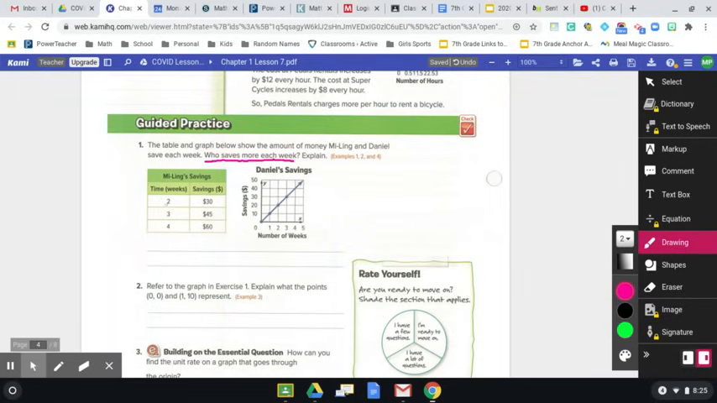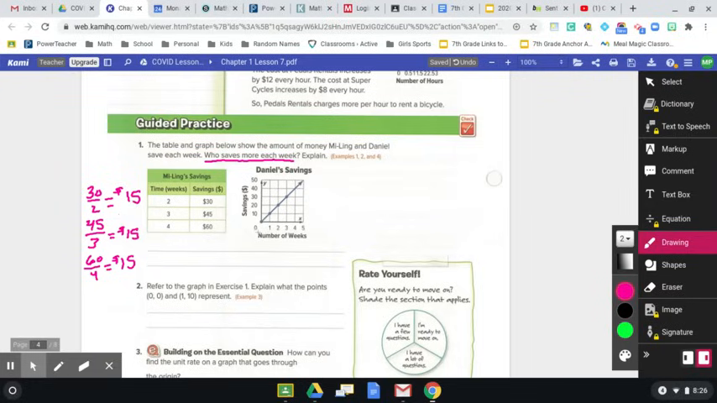So if I look at My Ling's savings here in the table, if I were to find per 1, which means if I did 30 divided by 2, if I did 45 divided by 3, and 60 divided by 4, every time I divide those out, and again, you can check with your calculator, this is $15, and it's per week. So My Ling is making $15 per week, or she's saving $15 per week.